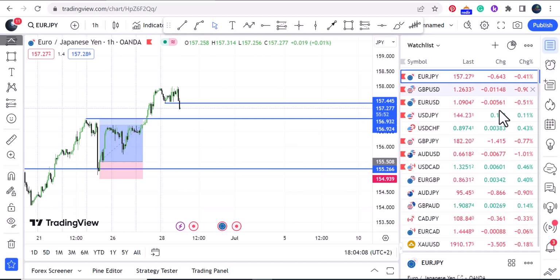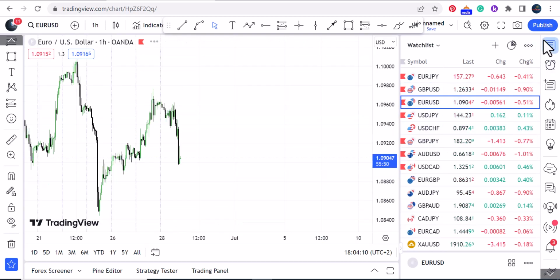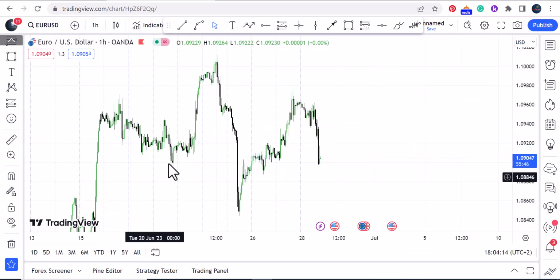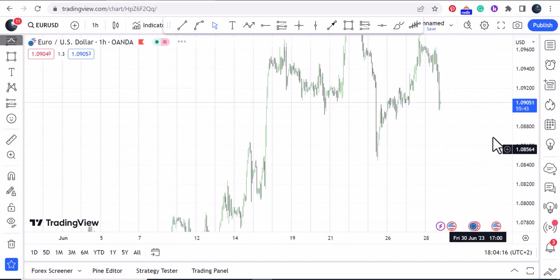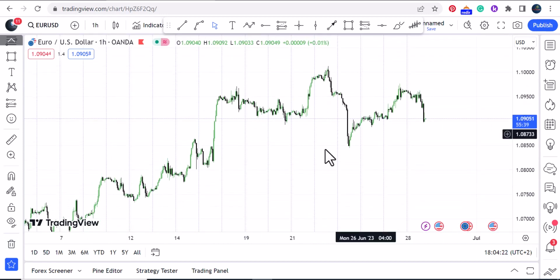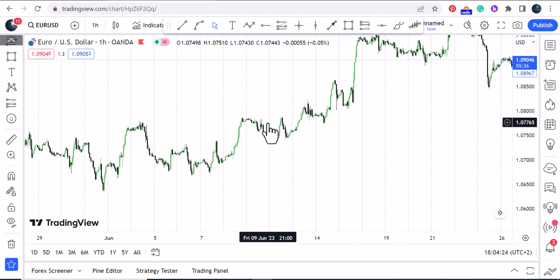And let's look at another pair, which is Euro USD, the most traded pair in the world, and see how it can perform with this strategy, right? So you are doing this. So this is how you are looking at it from a market structure point of view.